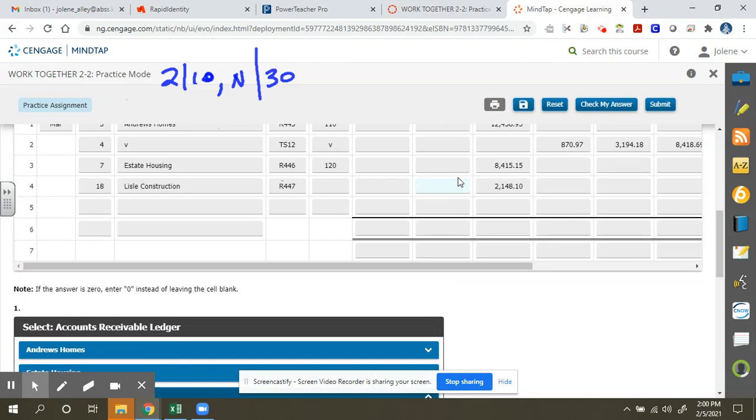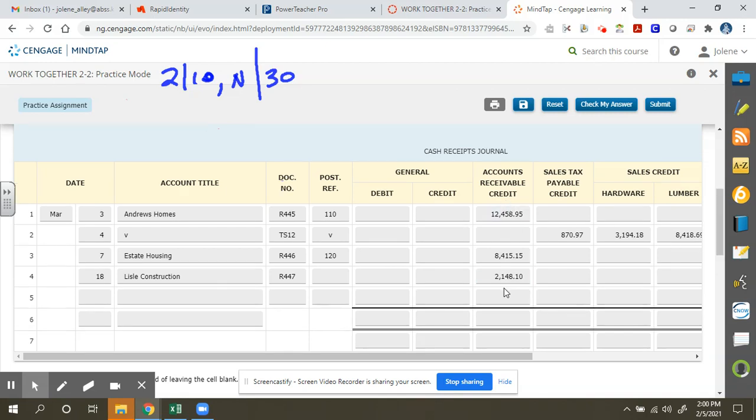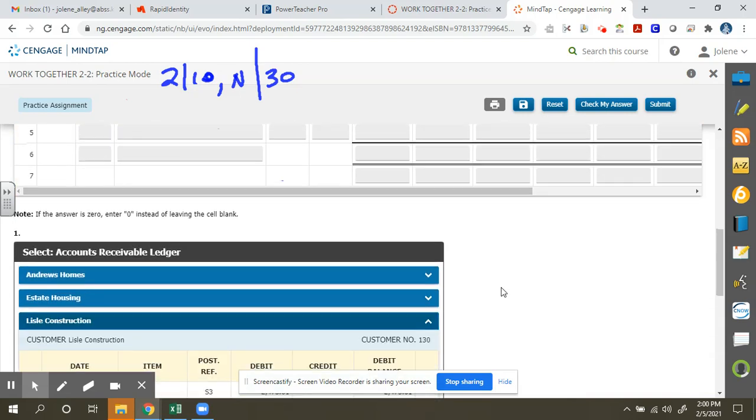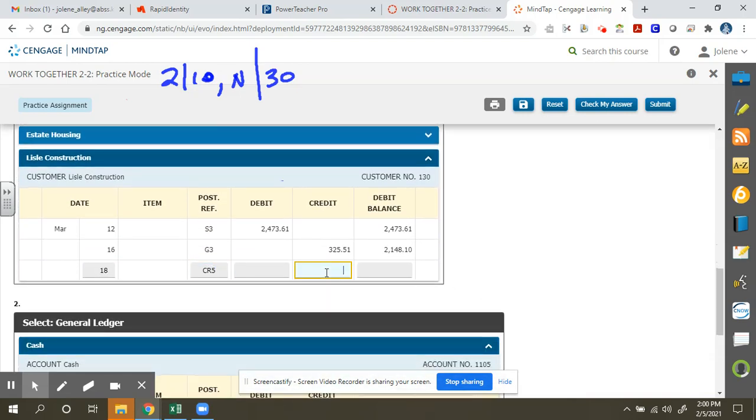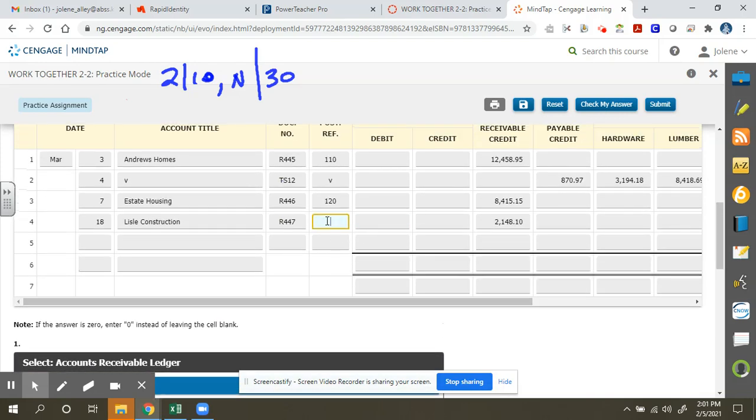And right here, look up above it. It says credit. It's a credit. So we put it in here. 2148.10. And look, that was the amount that they owed us. So now it's a zero balance. Got to take their account number 130 up here, 130. Okay, I'm done with that transaction for right now.